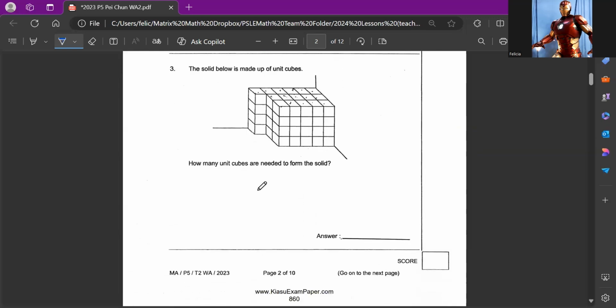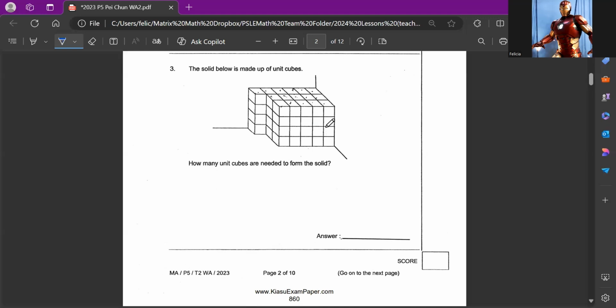Okay, question 3. The solid below is made up of unit cubes. How many unit cubes are needed to form the solid? Okay, so how many cubes needed to form the solid? Basically, they will just want you to count the number of cubes. All right, so of course, let's count it systematically. Notice that the cubes are very neatly arranged. No strange arrangement that makes it difficult for you to count. It's all pretty neatly stacked up together. So we can actually count in terms of rows and columns.